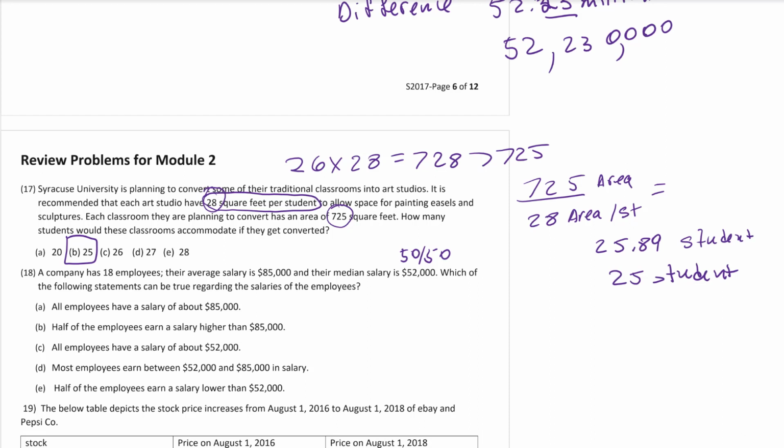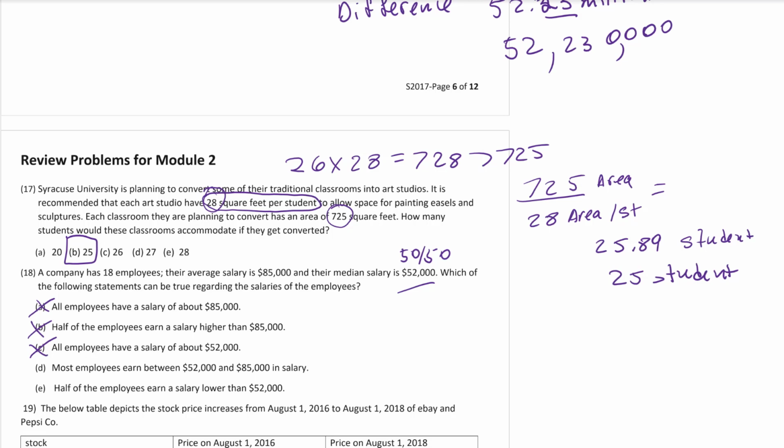Choice A, all employees have a salary of about $85,000. What nonsense is that? That would not make a median 52, so no. Half of the employees earn a salary higher than 85. No, half is earning more than 52,000, and the other half is less than 52,000. So that's no good. All employees have a salary of about 52. Again, what is that about? Like, how could it be all? Then the average will not end up being 85.